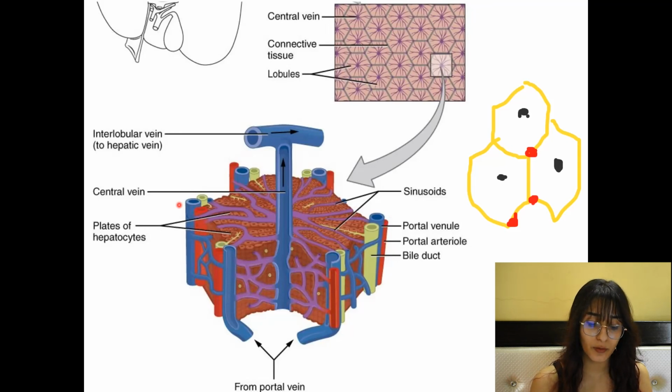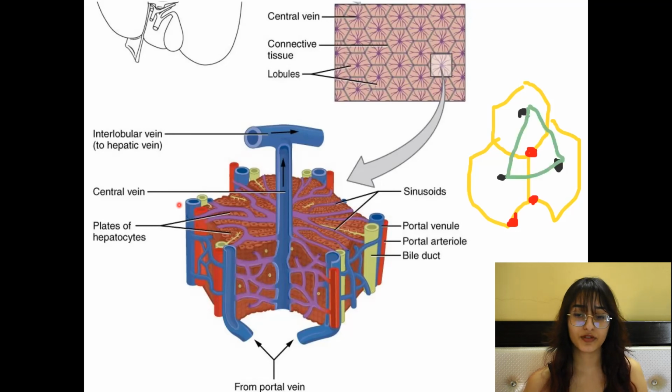The portal lobule is formed when the central veins are at the periphery, and in the center there is the portal triad. So the one in green represents the portal lobule. So we have a classic hepatic lobule and a portal lobule.